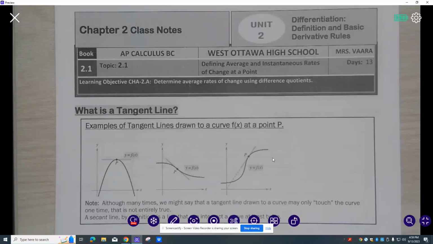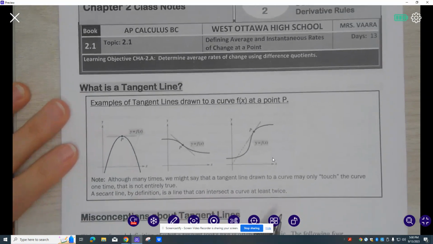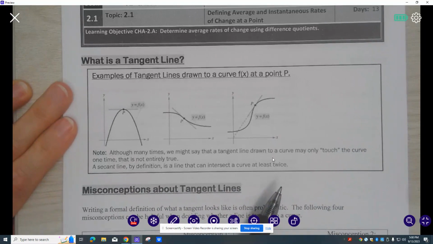This video is for Calc Chapter 2, First Section, Section 2.1. So we're looking at tangent lines. We're going to start out talking about what a tangent line is and what a tangent line is not.